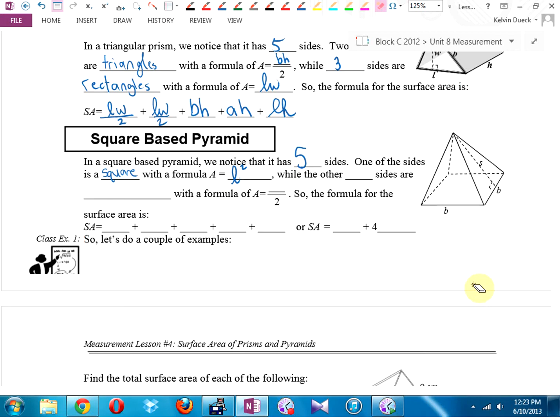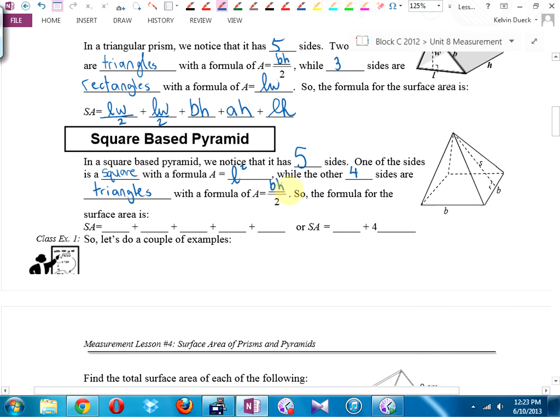Hey, the other 4 sides, what shape are they? Triangles. The other 4 sides are triangles. Learn to write, Mr. Dueck. Area of a triangle is base times height divided by 2.